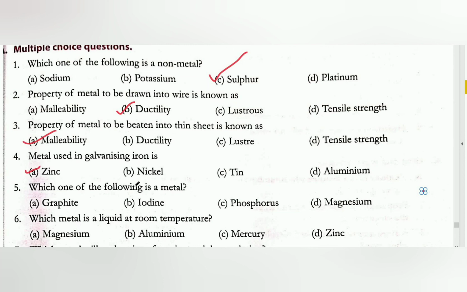Which of the following is a metal? Obviously magnesium. These three are the non-metals. Which metal is liquid at room temperature? This is mercury.